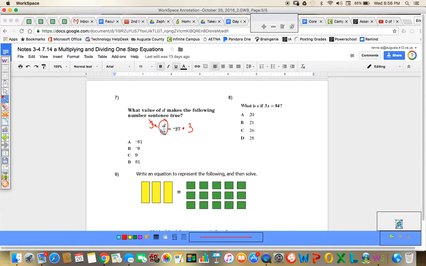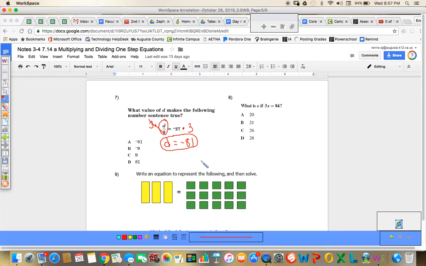3 divided by 3 is 1d, so we're going to call it a 1 in disguise. So d equals negative 27 times 3. A negative times a positive is a negative, and 27 times 3 is 81. So our answer is negative 81.